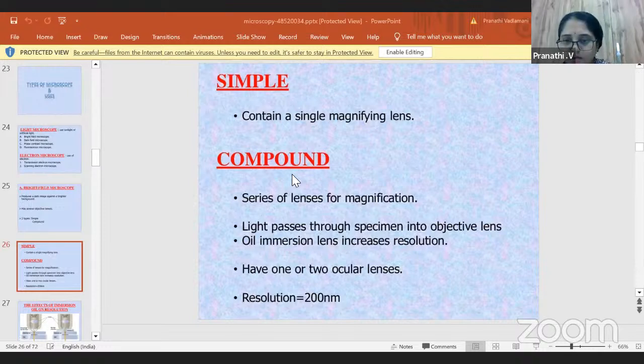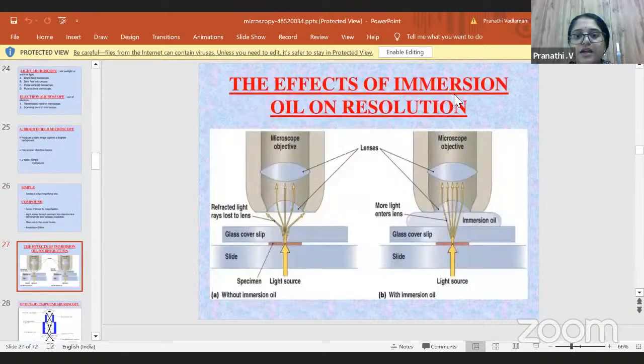Now light passes through the specimen and onto that objective lens. In case you're going to use 100x, you're going to have the cedarwood oil applied between the slide and the glass that is provided. This will increase the resolution. So with that, you have a resolution of up to only 200 nanometers. And you have a glass cover slip.